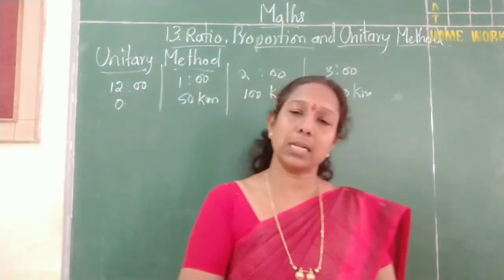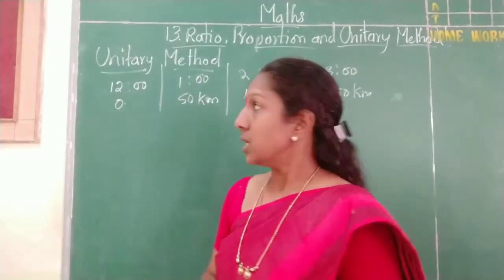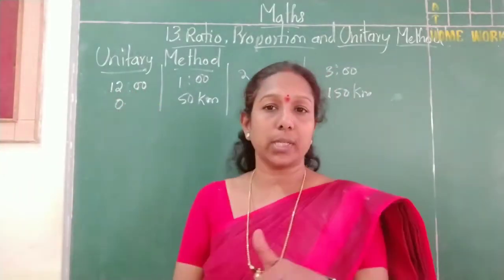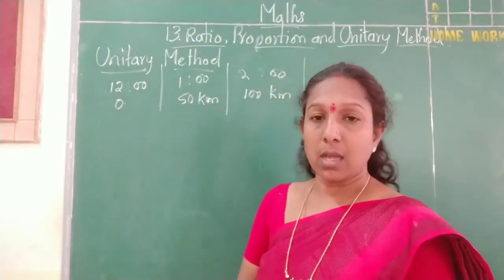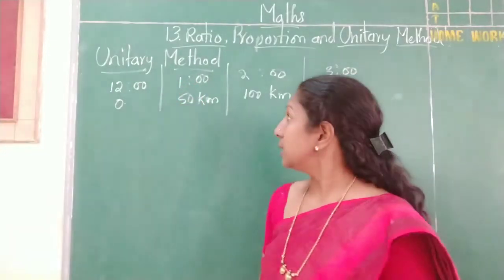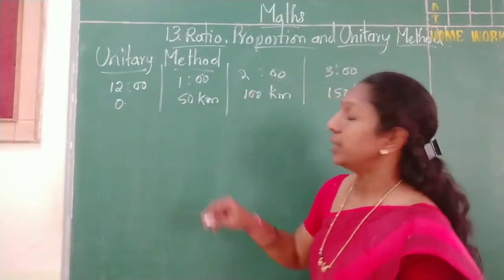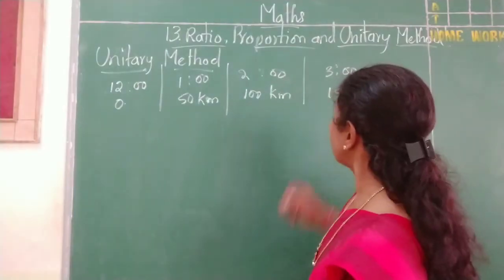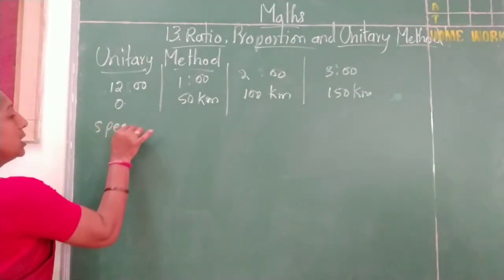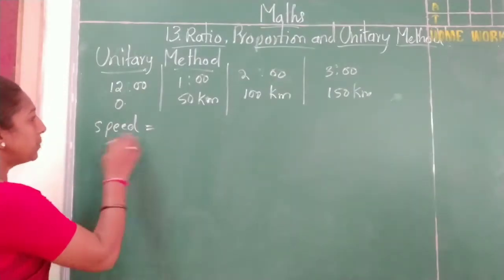Now here in your textbook also one point is given: one car is there, and it has started. When it is at rest, it is at 0 kilometers, which means at 12 o'clock it is at the starting place. As time goes on, at 1 o'clock the car has travelled 50 kilometers, at 2 o'clock it has travelled 100 kilometers, and at 3 o'clock 150 kilometers. If you find the speed of the car at different times, what is the speed?